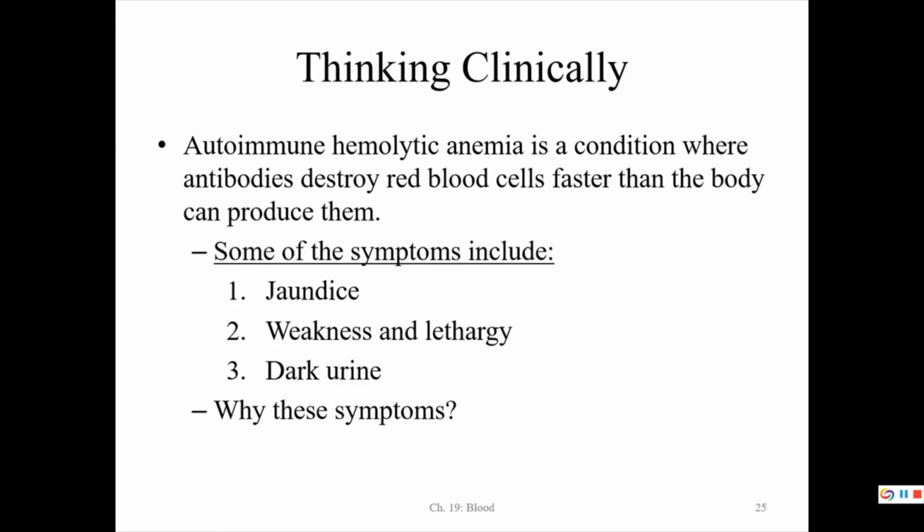Okay, I hope you paused. If you didn't, pause. But here's the answer. Jaundice, guys, remember bilirubin accumulates when blood cells pop, after which we recycle the hemoglobin. Weakness and lethargy: you're destroying them faster than you can make them, so you're not getting oxygen. You can't make ATP because you need oxygen to make ATP.